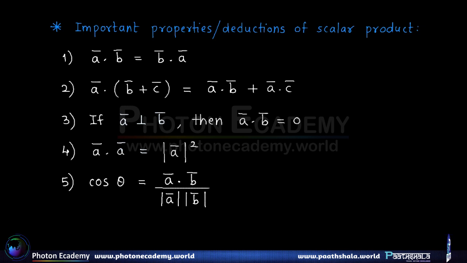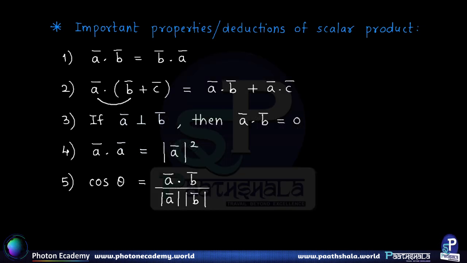Second is a bar dot (b bar plus c bar) is equal to a bar dot b bar plus a bar dot c bar. So it is very much equivalent to opening of the bracket that we use in algebra. This is called the distributive law. It's the distribution of scalar product over addition of vectors.